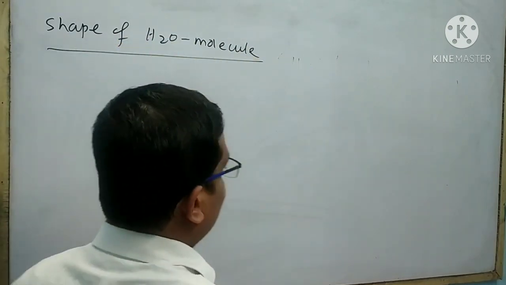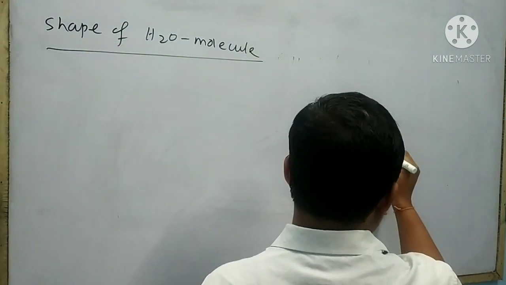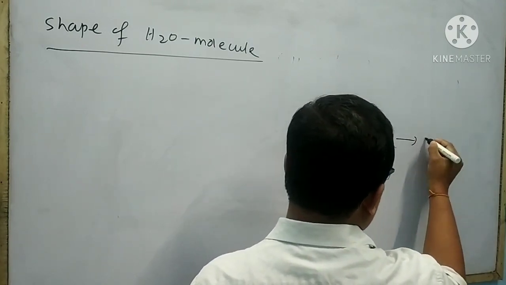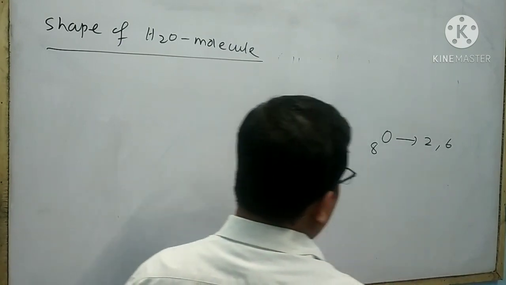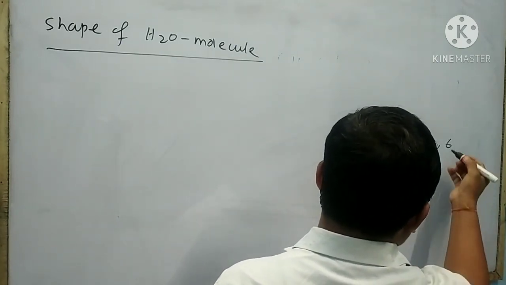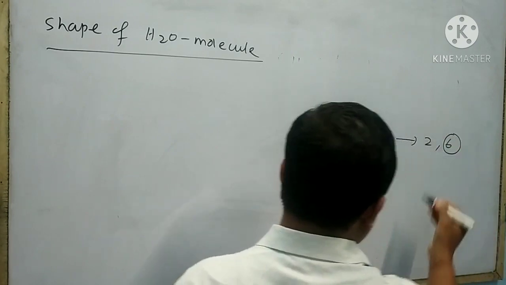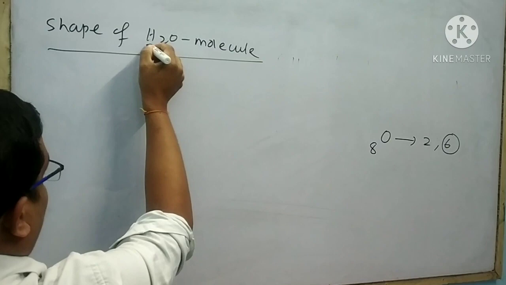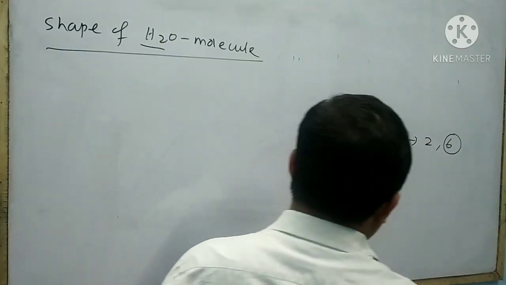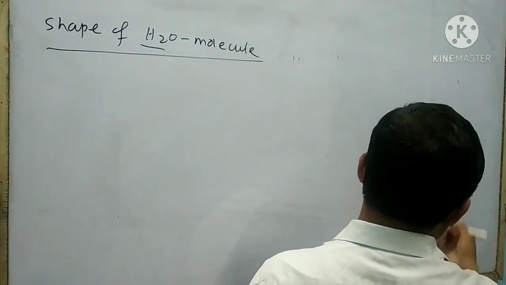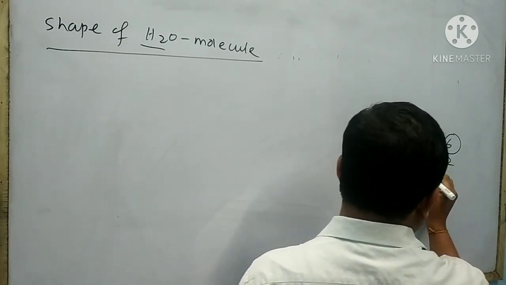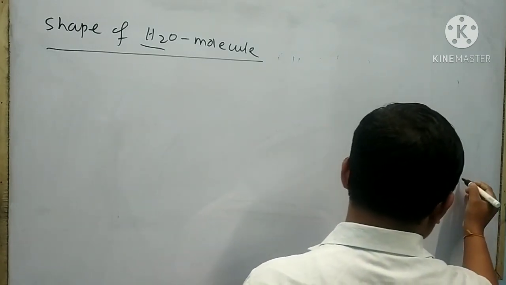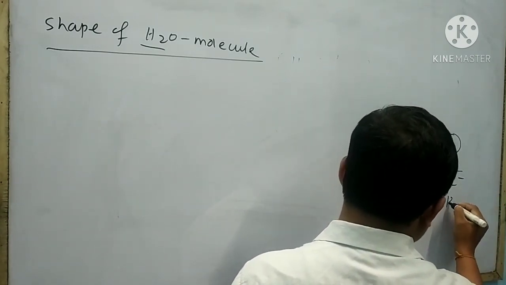In water molecule, the central atom oxygen has atomic number 8, and the electronic configuration of oxygen is 2,6. From this it is clear that the oxygen atom has 6 electrons in the valency shell. In water molecule 2 hydrogen atoms are present, so it is bound to add 2 electrons with these 6 electrons. That means there are totally 8 electrons present. 8 electrons means 4 electron pair.